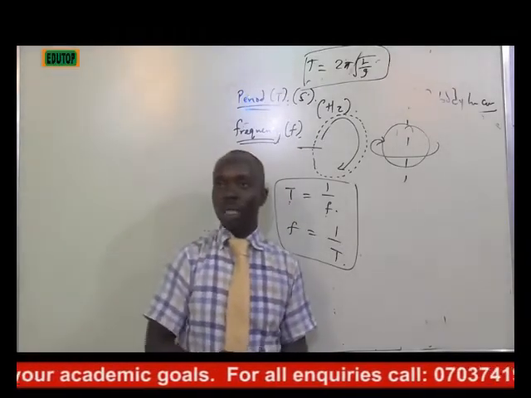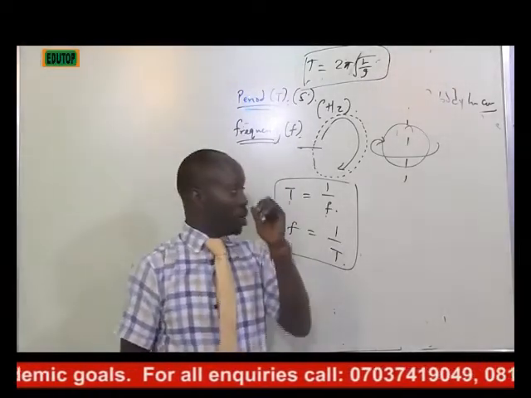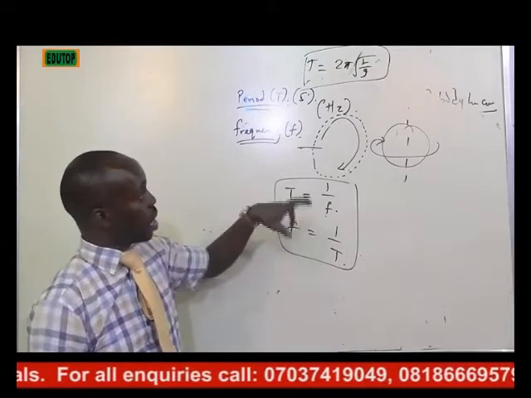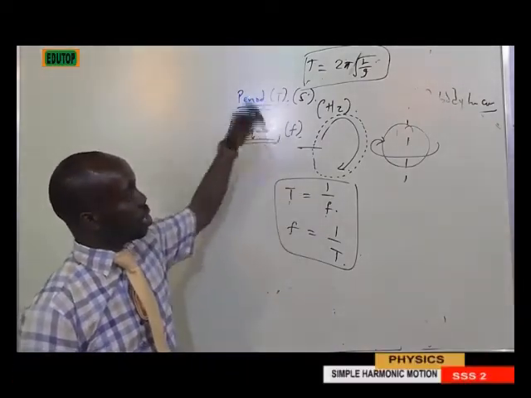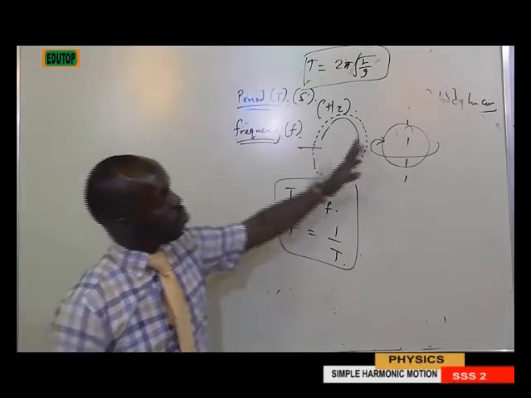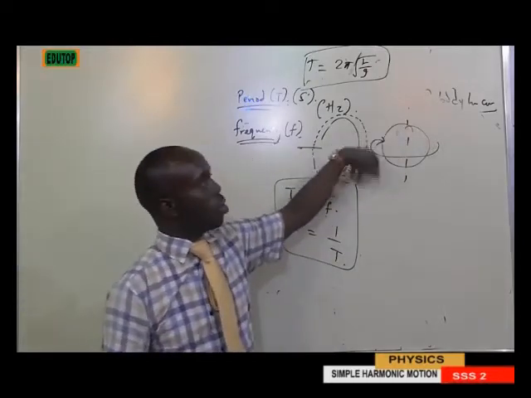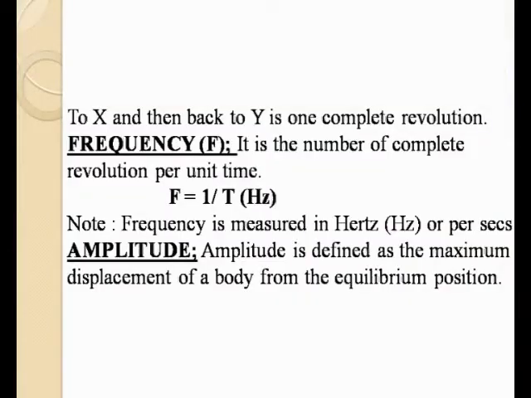If you look at it properly, remember the definition again: period is the time to make one complete oscillation or revolution, while frequency is the number of revolutions you make. The total number of those revolutions you make is your frequency, while your period is the time you need to make one complete revolution. Now let's go to the next one.